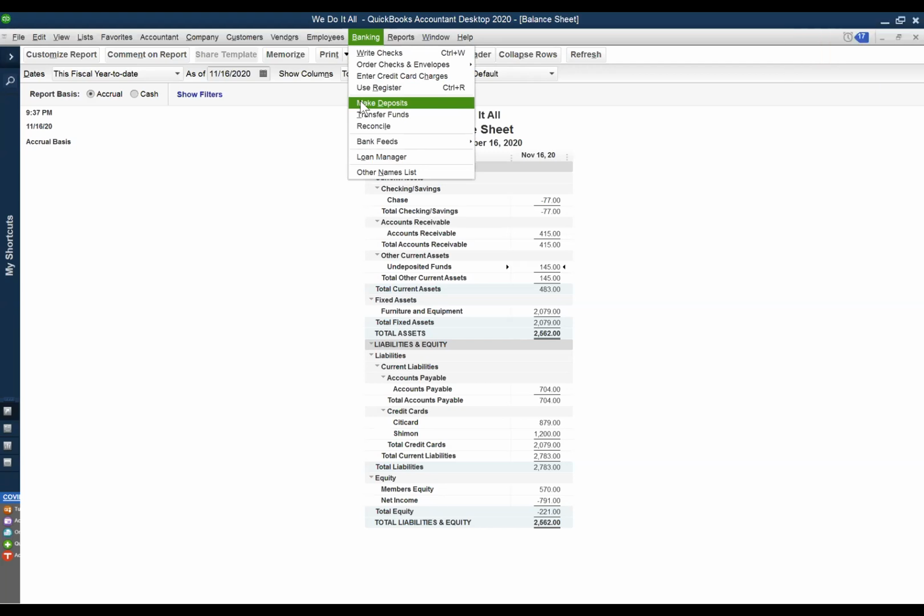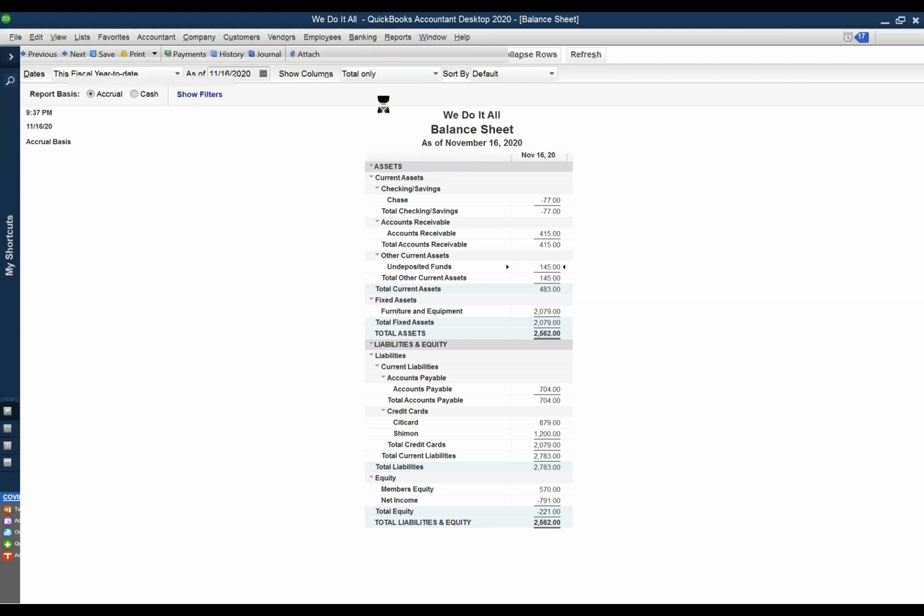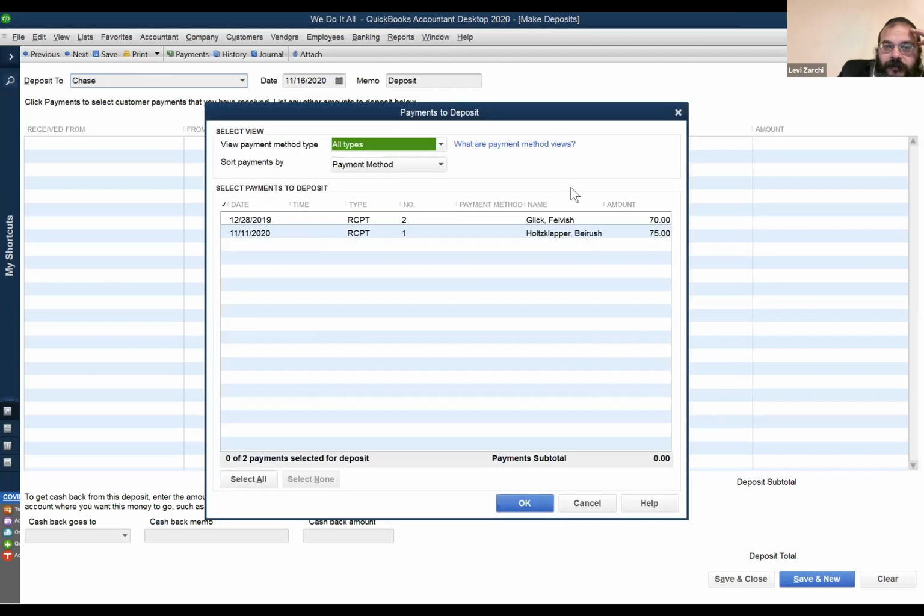Okay, you make deposits, you should get a little screen in the center. How do I make deposits? Again, I go to banking and I go to make deposit. Okay, and what am I depositing? Slow down, wait, please. Let's see what's available for deposit. It says payments to deposit. You went to banking, right, make deposits.